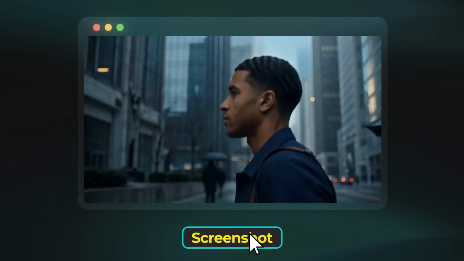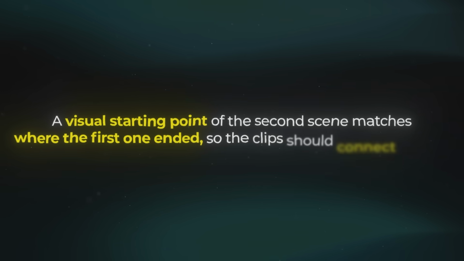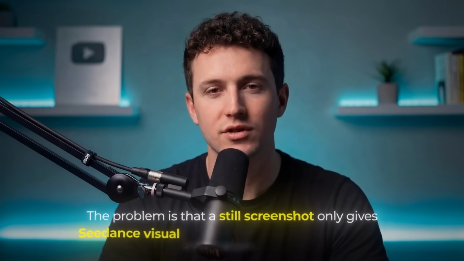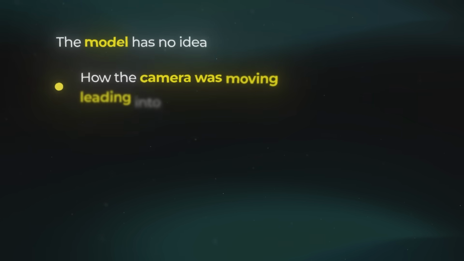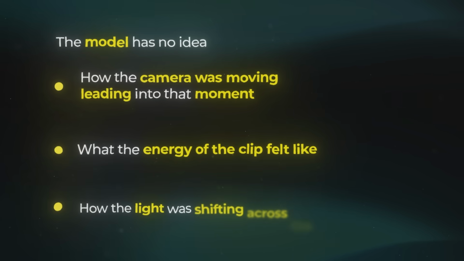When building a multi-scene sequence, the old approach is to screenshot the last frame of your finished clip and use it as the starting image for the next generation. A visual starting point of the second scene matches where the first one ended, so the clips should connect cleanly. The problem is that a still screenshot only gives Seedance visual information from that one frame. The model has no idea how the camera was moving leading into that moment, what the energy of the clip felt like, or how the light was shifting across the scene.